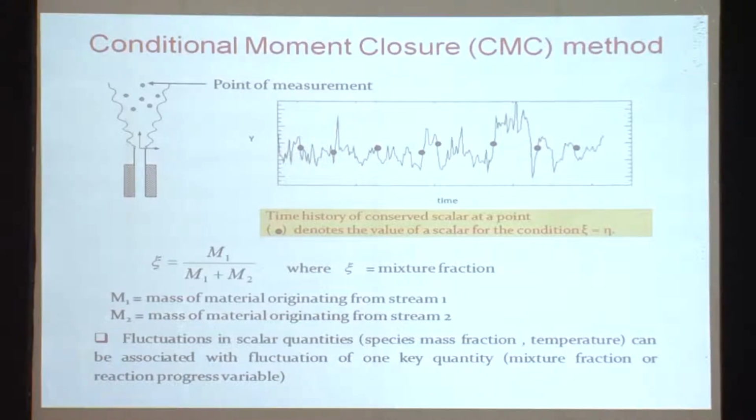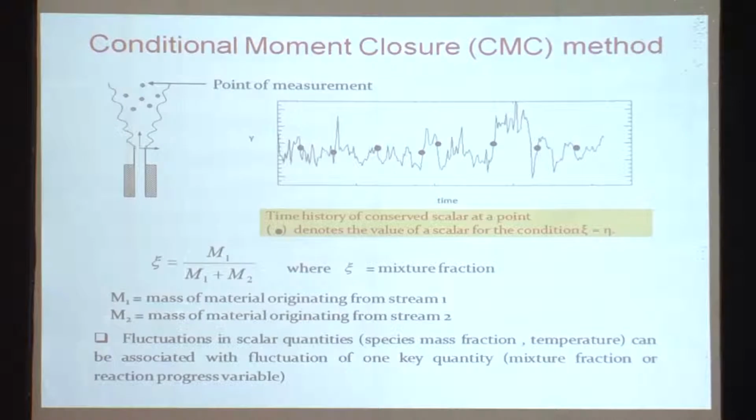So in the CMC approach, what we do, we try to compute the conditional means. So in any turbulent flow, if you try to record the different species or any scalars, for example temperature or species with time, then you will get a signal like this. And then if you can extract this conditional average based on a certain quantity, for example the red dots that is there, that represents the condition when the mixture fraction is a certain value. So mixture fraction is eta there. So if you can average all these red dots, then it will give you the conditional average.